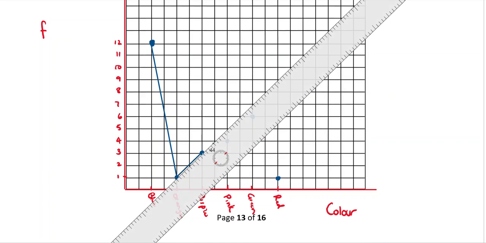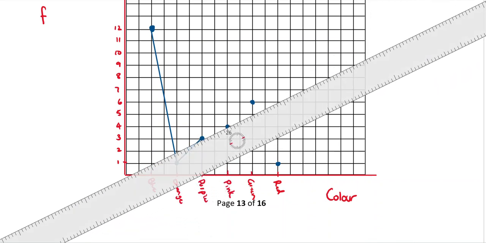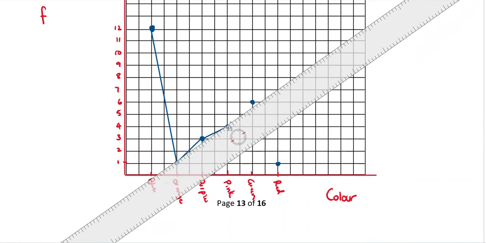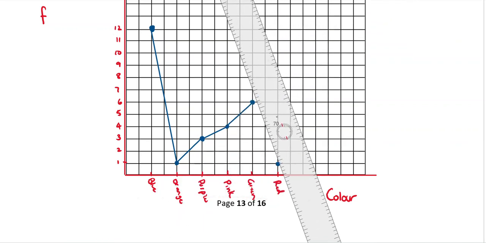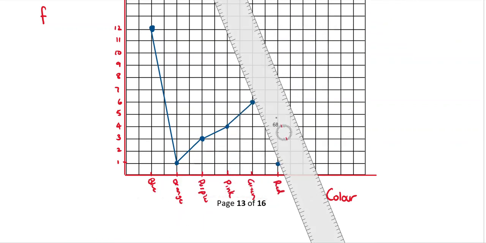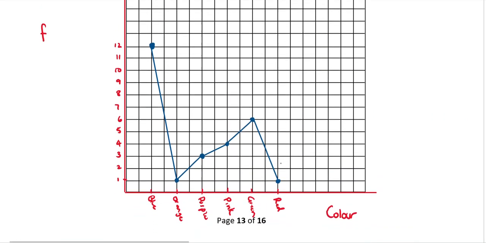So you have to connect. So go from blue as you go across. You don't come backwards with your line. So blue, then orange, then purple, then pink, then to our green, and then to our red. And that is a line graph.